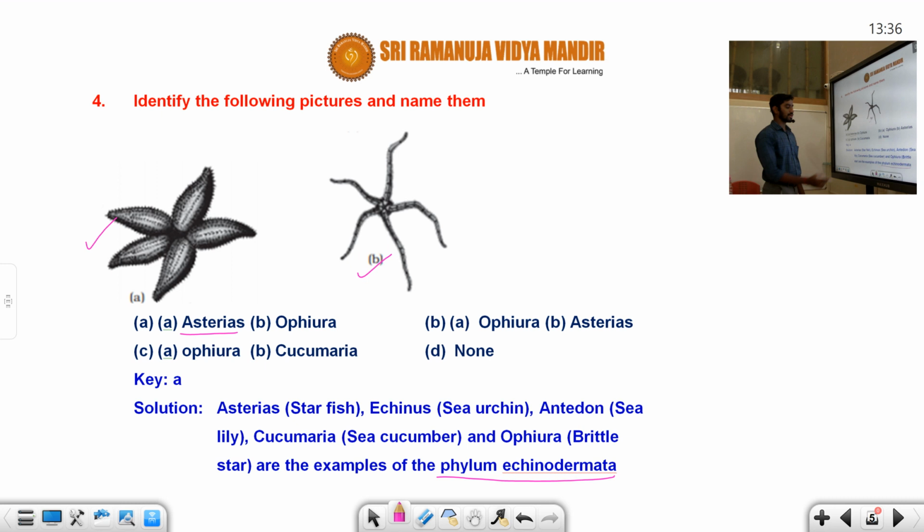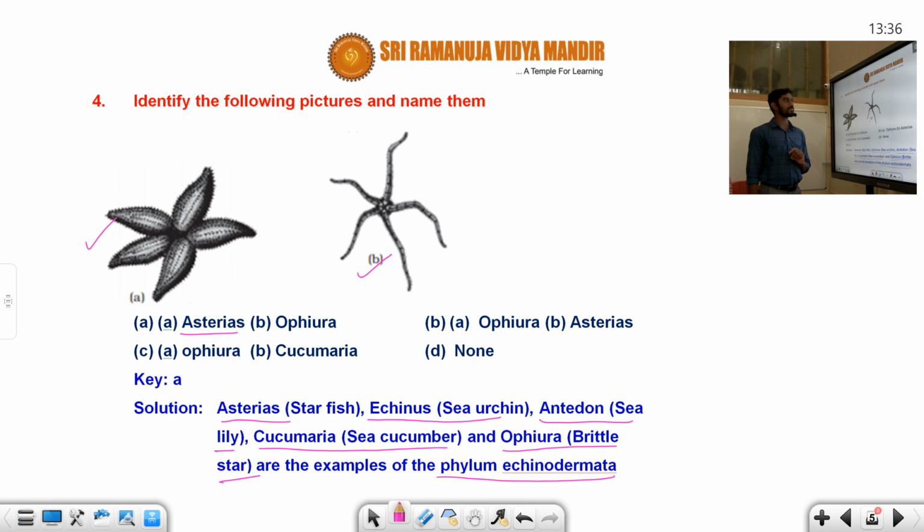Lily, and Cucumaria, the sea cucumber, Ophiura, the brittle star. These are the common examples for the phylum Echinodermata. I hope you understand this is very important. This is also based on NCERT diagrams only. I hope you performed well on this question.